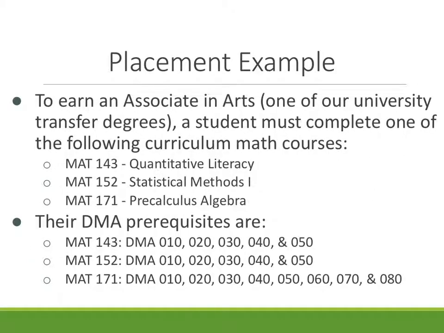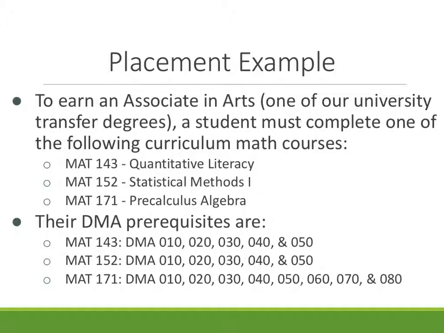So here's a placement example. To earn an Associate's in Arts degree, that's one of our university transfer degrees, a student must complete one of the following curriculum level math courses, either Math 143, which is a quantitative literacy course, Math 152, which is a statistical methods course, or Math 171, which is a pre-calculus algebra course. Each of those courses has a different developmental math or DMA prerequisite.